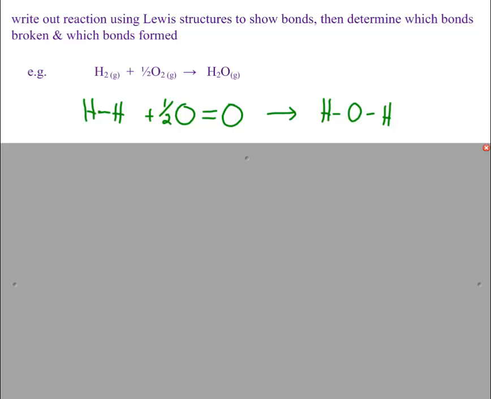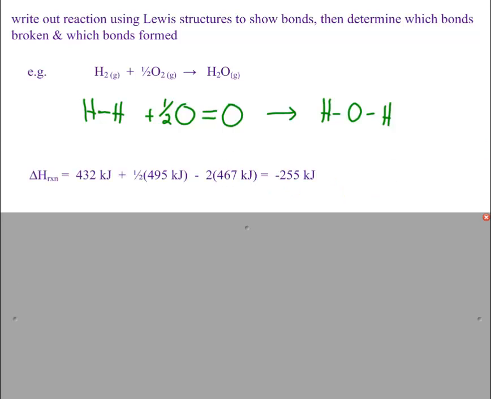Now what we need to do is use the chart of bond energies in Chapter 8 to figure out the bond energy for hydrogen-hydrogen bonds, for oxygen-oxygen double bonds, and for hydrogen-oxygen single bonds. And we're going to use that to figure out an approximate heat of reaction. So bonds broken. Here is our hydrogen being broken. Here is our oxygen being broken. Since we have two hydrogen-oxygen bonds, we need 2 times that value, which is the hydrogen-oxygen bond.